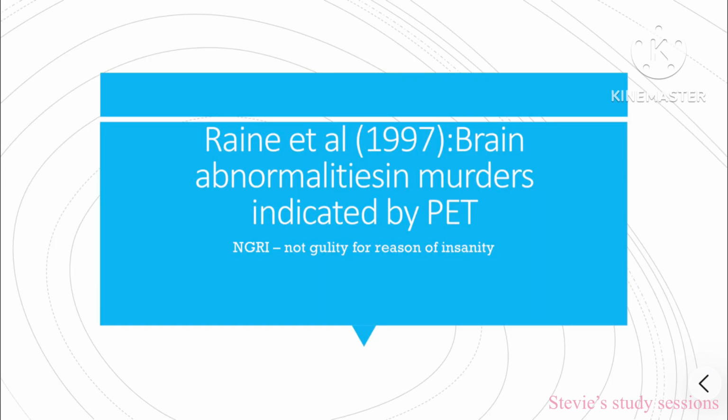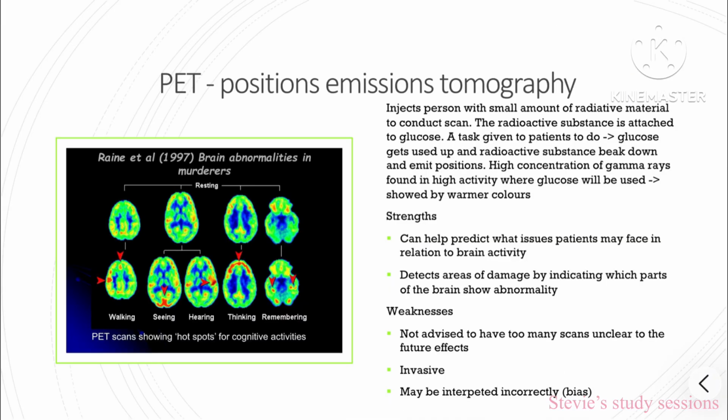Raine et al. 1997. Brain abnormalities in murderers, indicated by PET scans. NGRI means not guilty for reason of insanity. PET scans, also known as positron emission tomography, inject a person with a small amount of radioactive material to conduct a scan. The radioactive substance is attached to the glucose. A task is given to patients to do, whilst the glucose gets used up and the radioactive substance breaks down and emits positrons. Where there's a high concentration of gamma rays, there's a high concentration of activity.